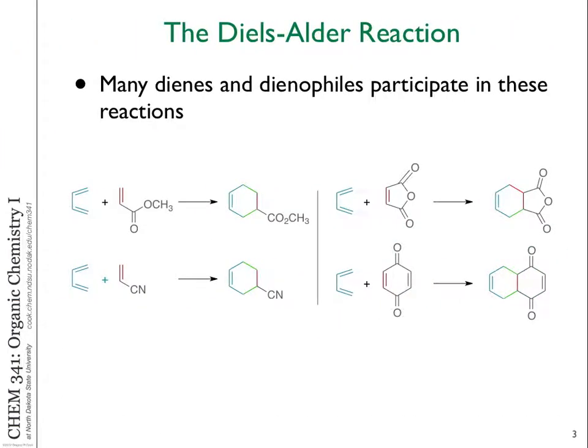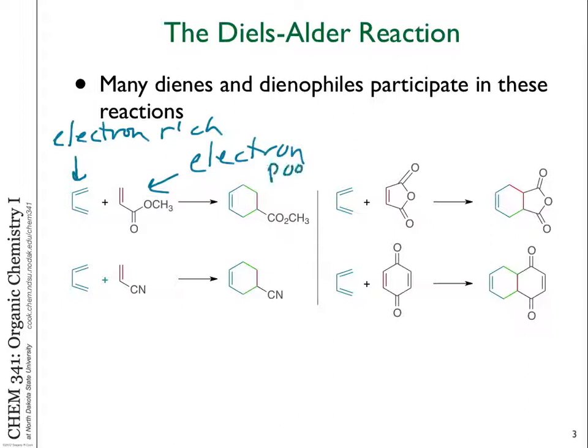Many different kinds of groups participate in this Diels-Alder reaction, but in general, the reaction works best if the diene is electron-rich and the dienophile, that is the double bond reacting, is electron-poor. So that's the best pairing for these two reacting partners. If they're both completely neutral, then it can work, but it generally is a higher activation energy barrier.